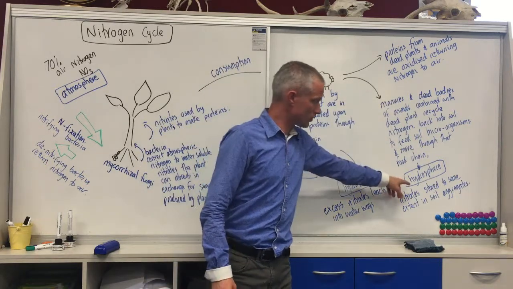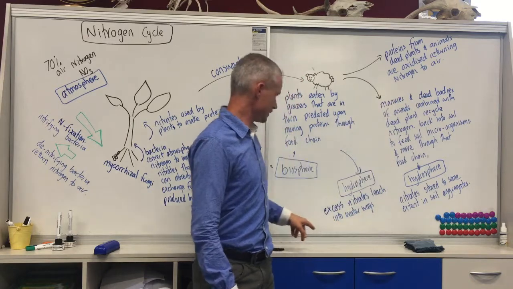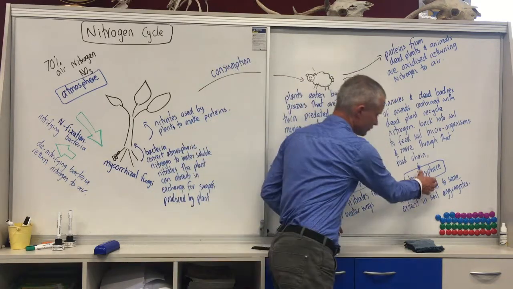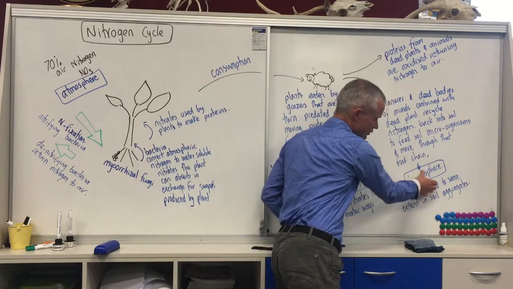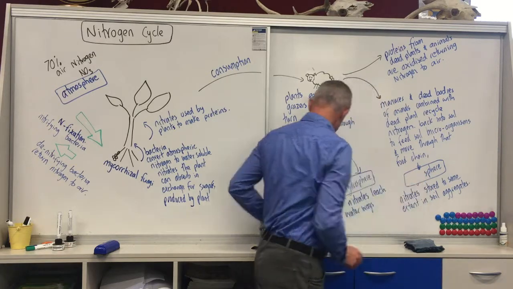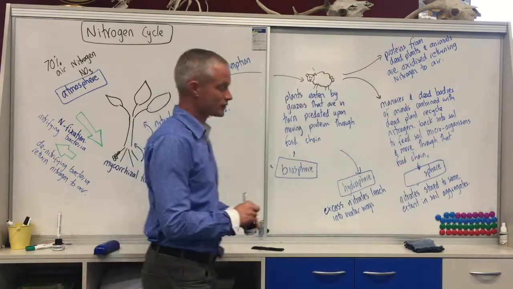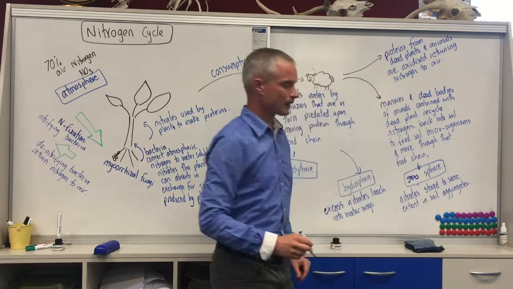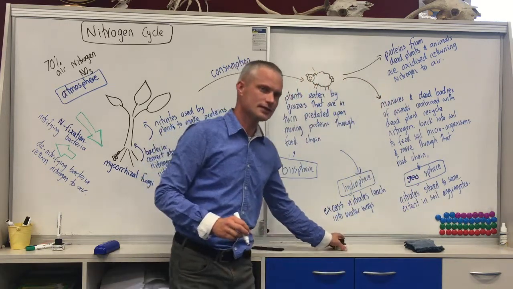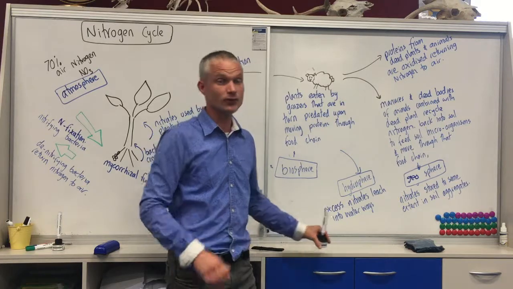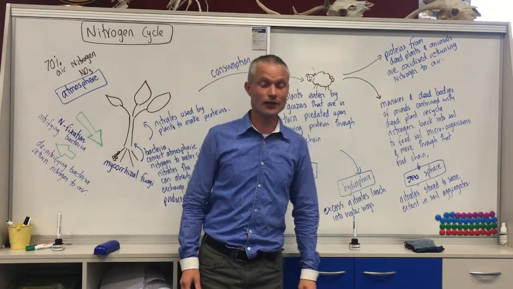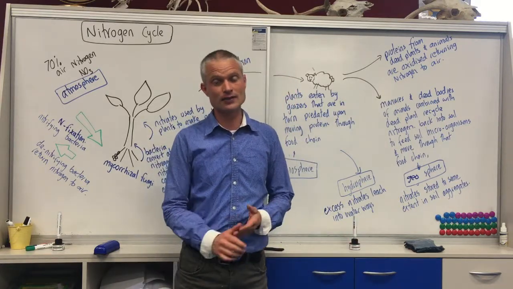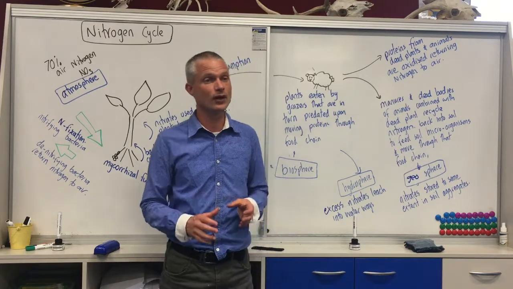It can also go into the, I've got a wrong label here, so this should be the geosphere. So the geosphere is the Earth. Nitrates, being water soluble, don't tend to store very well in soil, so that's why they're often a limiting factor to plant growth, because the soil doesn't tend to hold them very well.